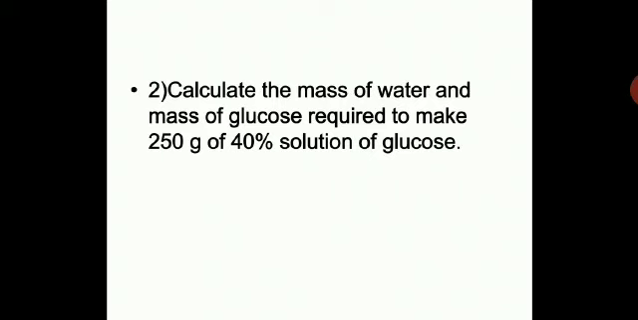One more question for assignment here. Calculate the mass of water and mass of glucose required to make 250 gram of 40% solution of glucose. So now you should know which formula you will apply, which values you will substitute, and get the unknown. That means the unknown is the mass of water and mass of glucose. So you should be able to do this sum.